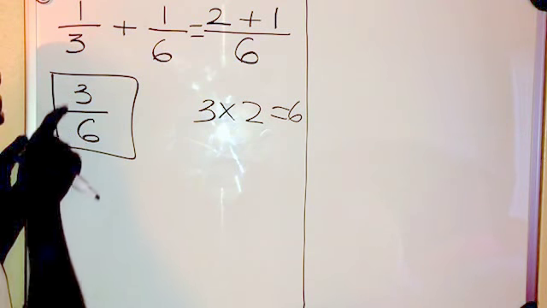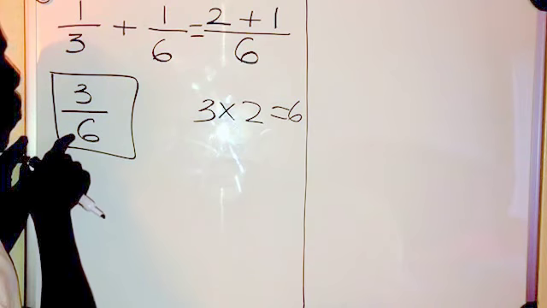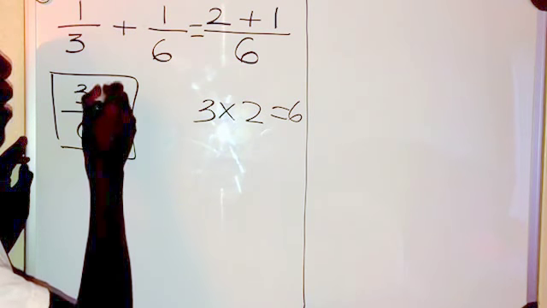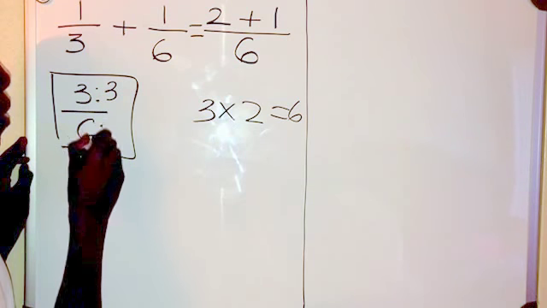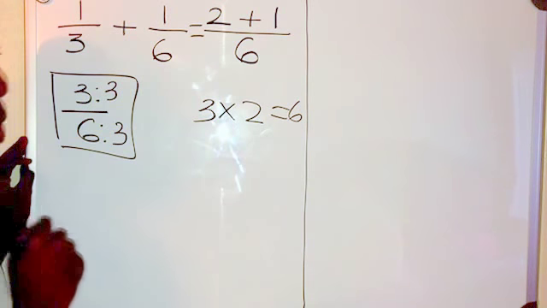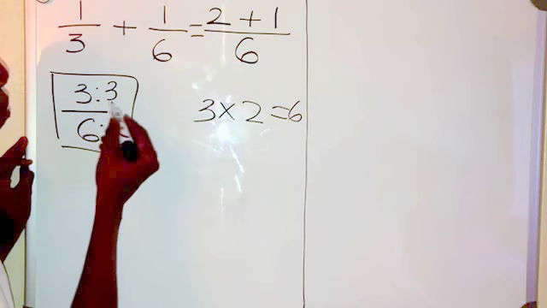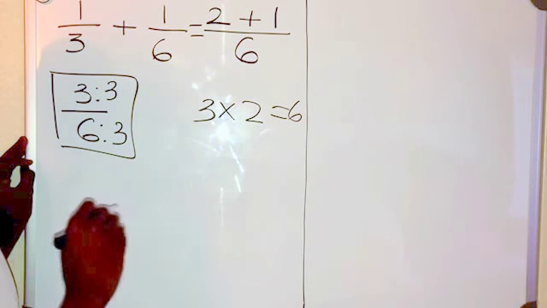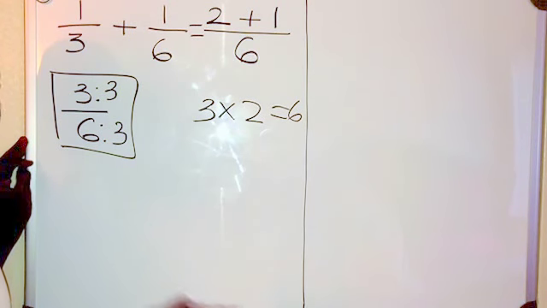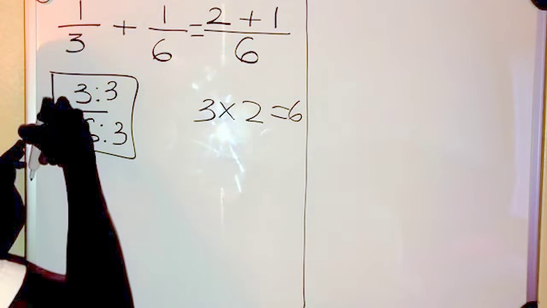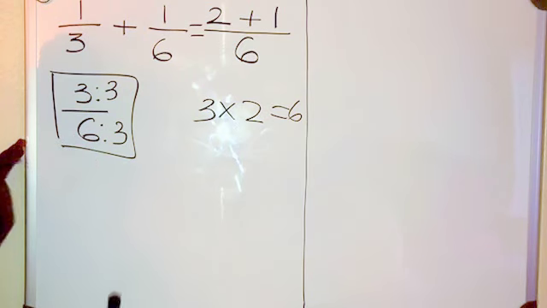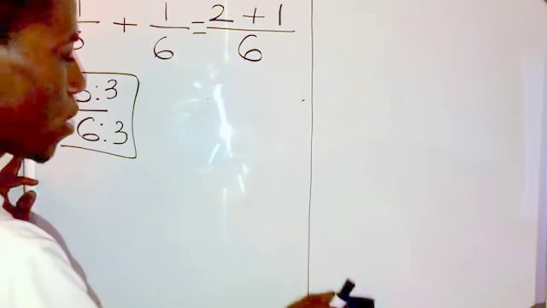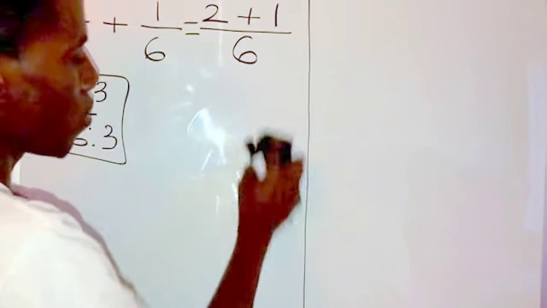Because 6 is a multiple of 3, we can multiply 3 by 2 to get 6. So we can simplify by dividing the top by 3 and dividing the bottom by 3. Let me tell you this: when you divide the top by 3 and the bottom by 3, you don't do anything to the fraction. You just simplify it. The answer is gonna give you the same thing as if you divide 3 by 6.